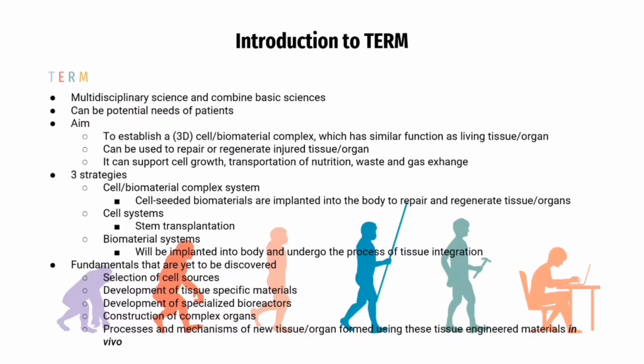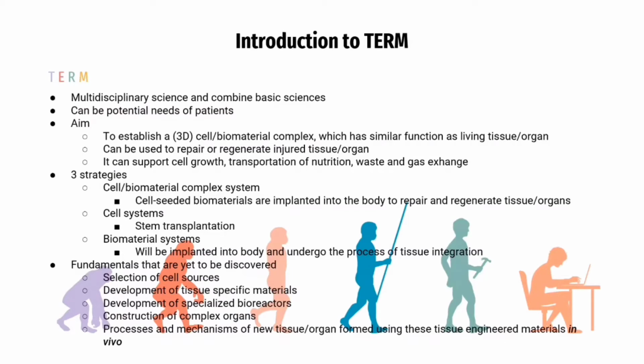So, what is the aim of TERM? The aim of TERM is to establish a three-dimensional cell-biomaterial complex which has similar functions as the living tissues or organs and may be used to repair or regenerate injured tissue or organs. The basic requirement for the complex is that it can support cell growth, transportation of nutrients and waste, and gas exchange. TERM usually uses three strategies.